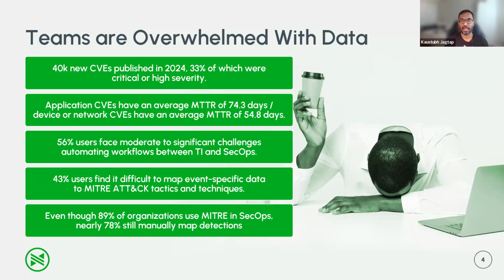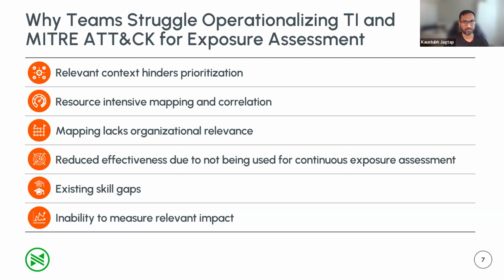So let's take a look at why operationalizing valuable resources like the MITRE ATT&CK framework and threat intelligence is still a struggle for security teams today. All the tools talk about helping you operationalize MITRE and threat intelligence, which sounds great in theory, but in practice, security teams face real challenges. There's data overload, as we just saw in the statistics. There are too many alerts and TTPs, and not enough context to act on them. Manual mapping, as we saw in another statistic, is still a huge bottleneck.